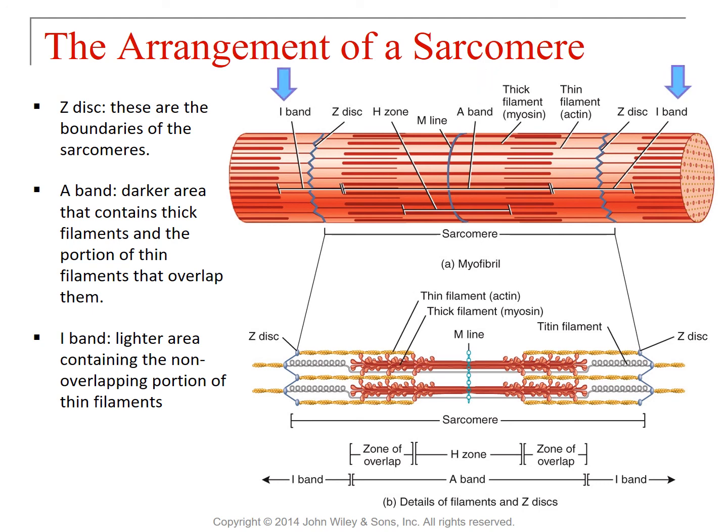Next structure is the I band. And the I band is a lighter area that contains just thin filaments. So with just thin filaments, there's more space in there. Light can come through it, so they look lighter under a microscope.